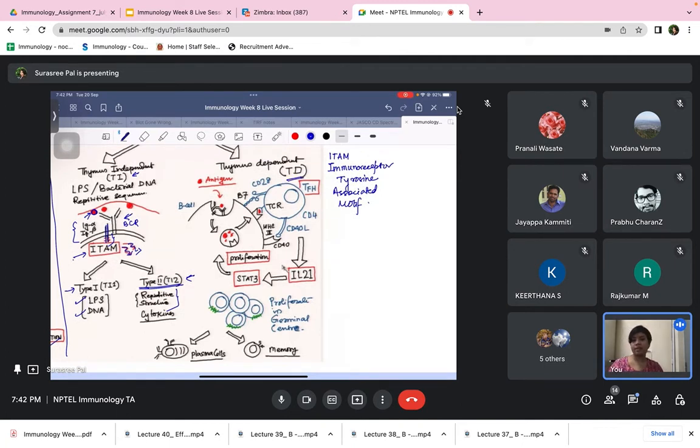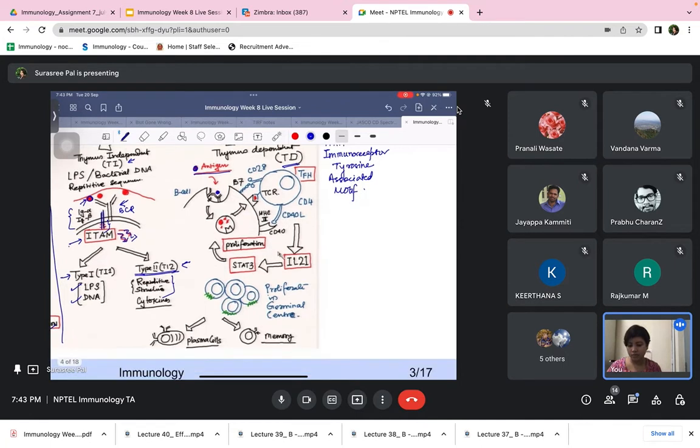Thymus dependent means it is dependent on the T cells, right? So here you can see that this is an antigen molecule. The B cell receptor on the surface of the B cell can recognize this particular antigen molecule, right? And once this recognition takes place, there is again this cross-linking of the receptors that takes place.